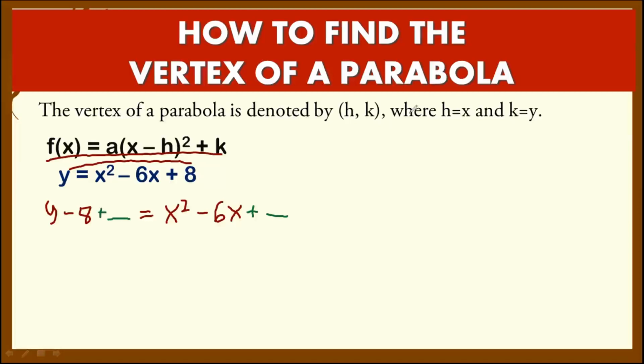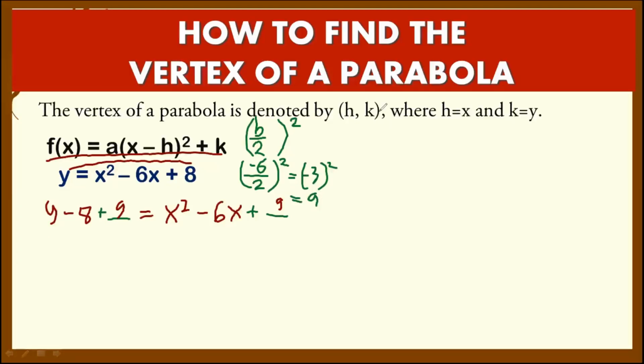How to get the third term is you are going to take b over 2, squared. So our b is negative 6, over 2, then we need to square it. So negative 6 over 2 is negative 3, squared. Negative 3 squared is 9. So we add 9 to both sides of the equation. So you have plus 9 on the right and also add 9 on your left.